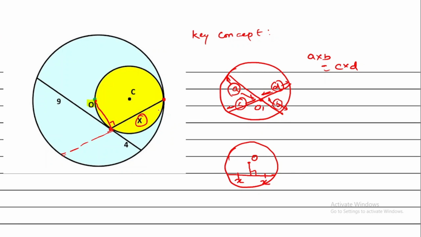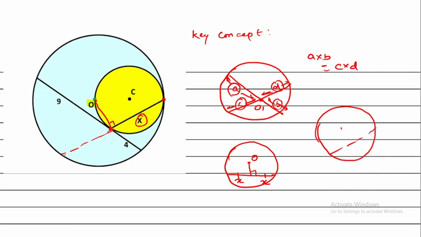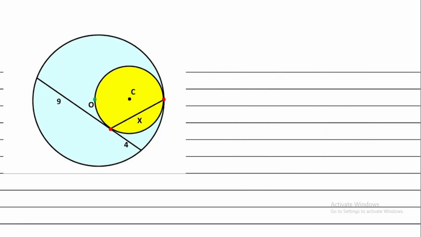In our context, let me redraw this figure. This is my bigger circle, this is my O, and this is a chord which is passing through. From O, I'm drawing a perpendicular, and this length is x. So obviously this length also will become x. I can safely conclude that this length is also x for me. Now the situation is pretty clear. Let us see how to proceed in this question.